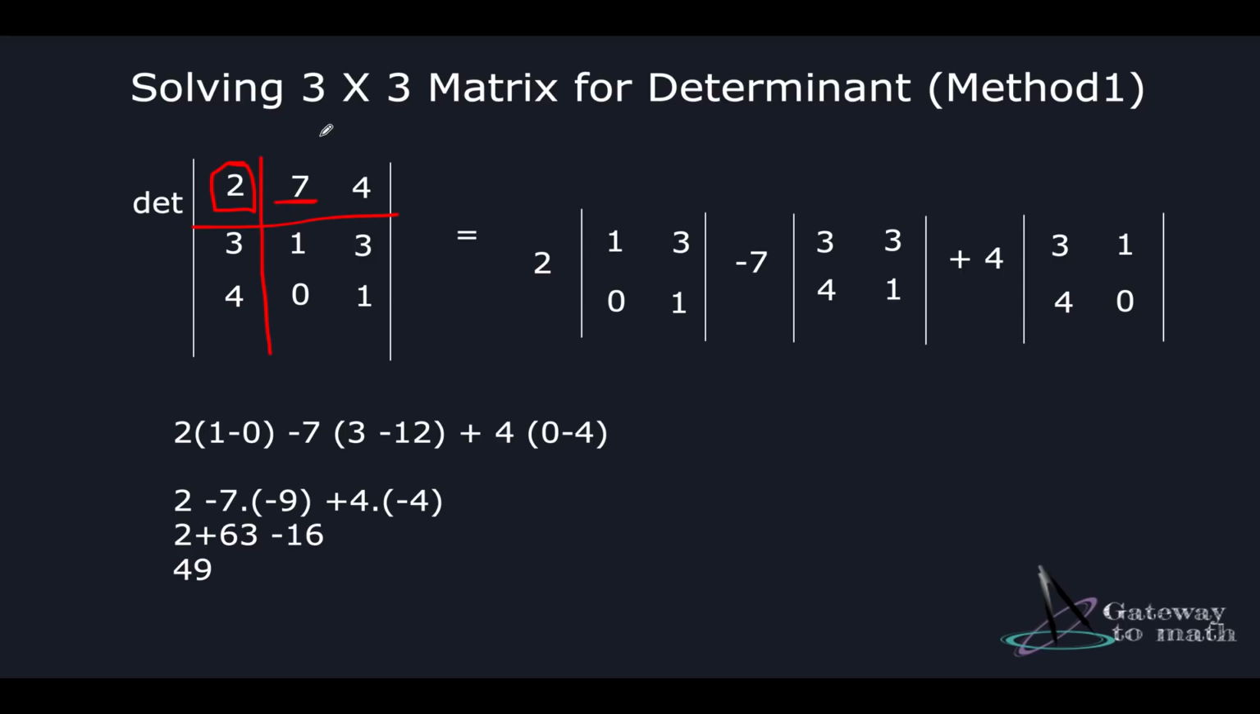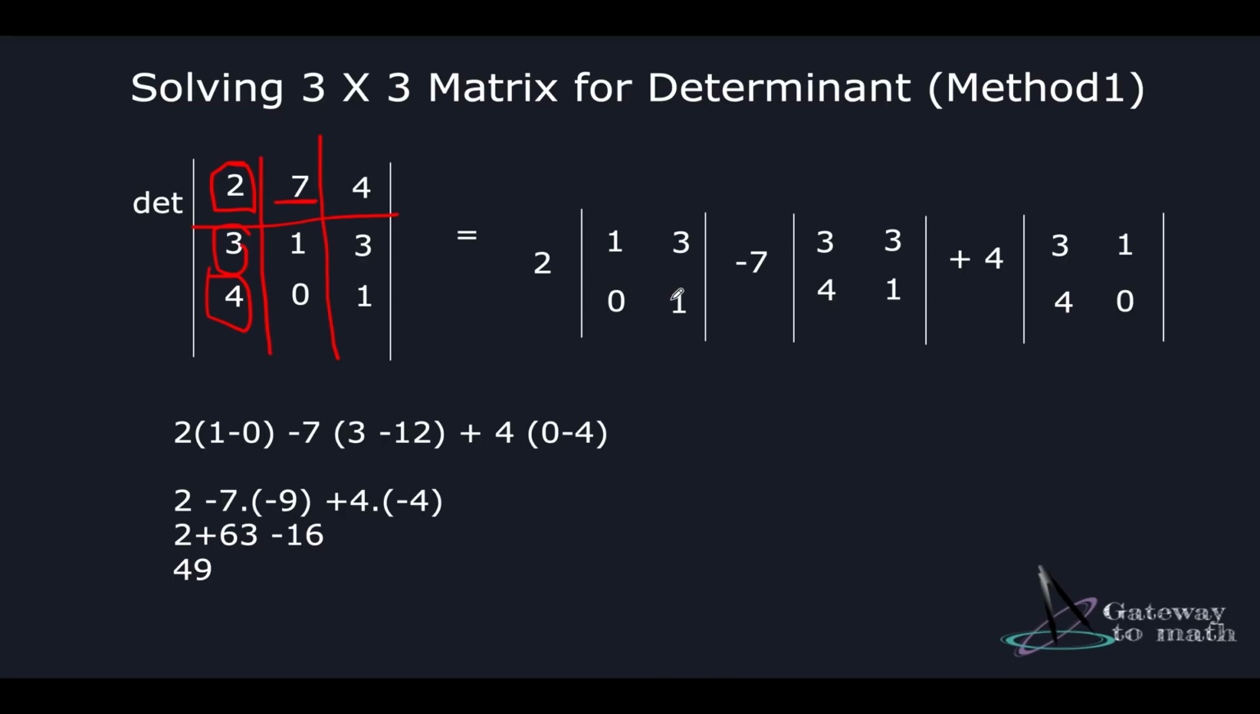Again, we skip the entire column because this is the value we are taking, and we jump here. So we have 3 and 4 to take and 3 and 1 to take in this case. Again, we change the sign, which is plus 4 in this case. Then we have 3 and 4 and 1 and 0. Now we know how to compute the determinant for a 2 cross 2 matrix. We do a cross multiplication.